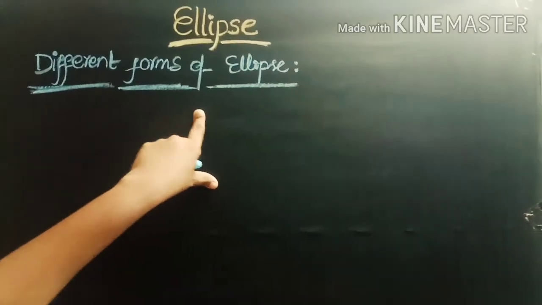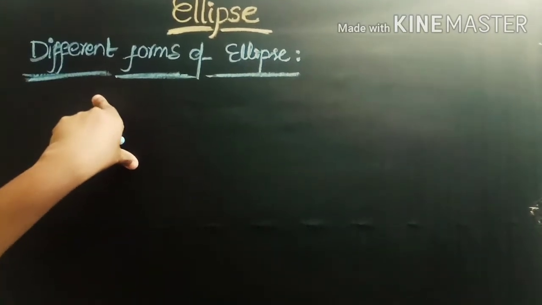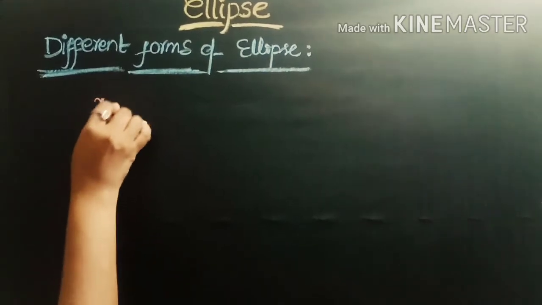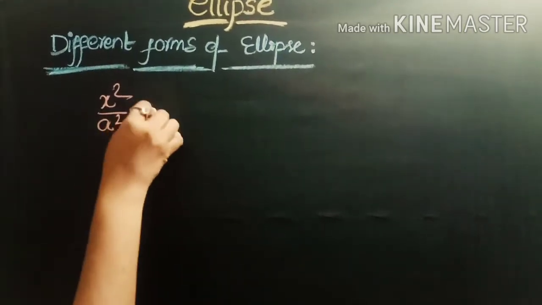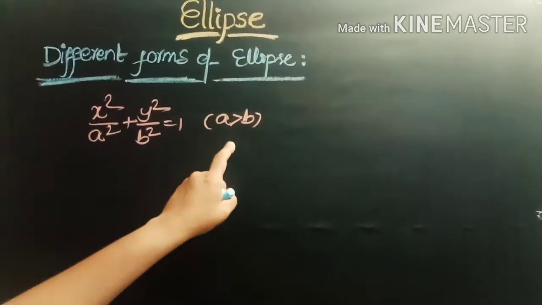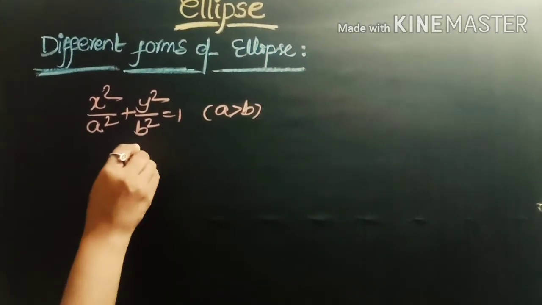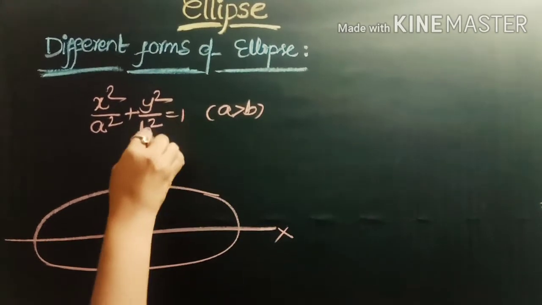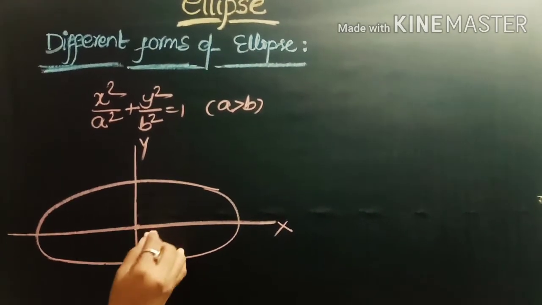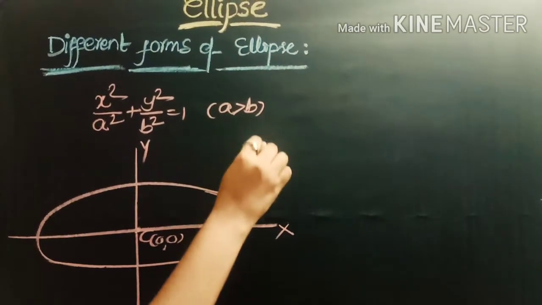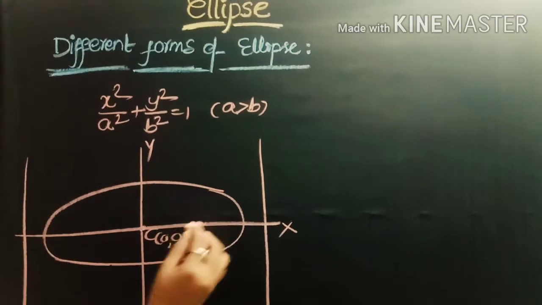Different forms of ellipse. Already in the last video we have learned about the equation of an ellipse in the standard form. That is, the equation of an ellipse in the standard form is x square by a square plus y square by b square is equal to 1. In this case we take the condition as a greater than b, and this is the graphical representation of this ellipse. This is the x-axis, y-axis, and this is the center of the ellipse, which is taken as (0, 0), and in the ellipse we have two foci and two directrices.